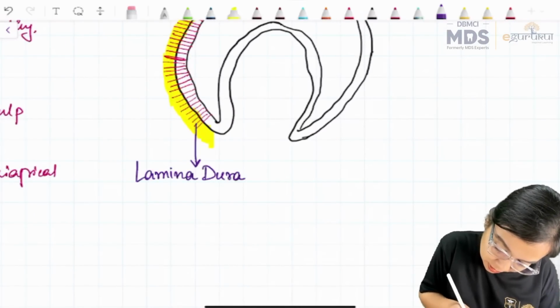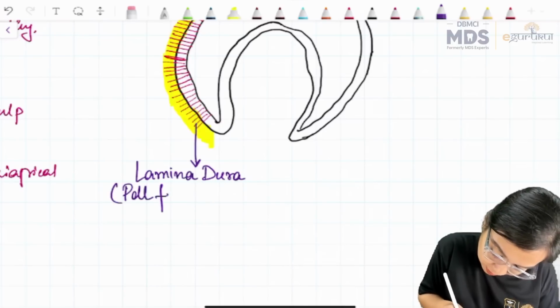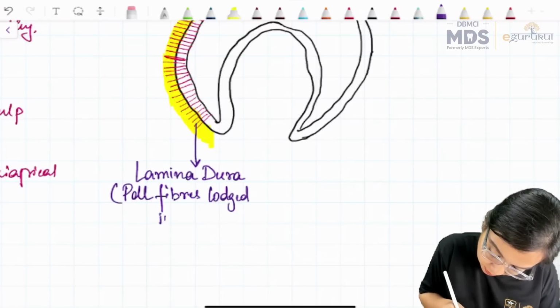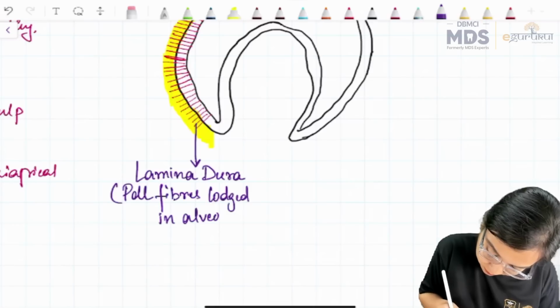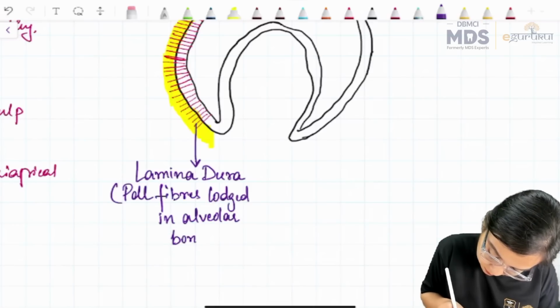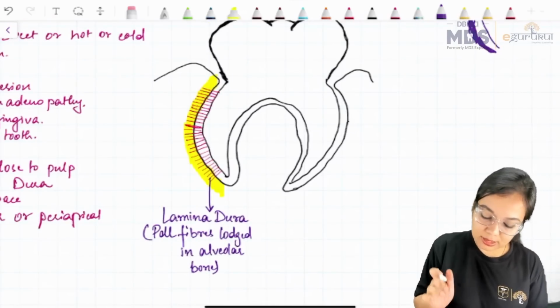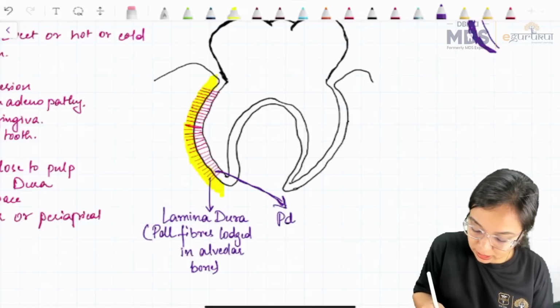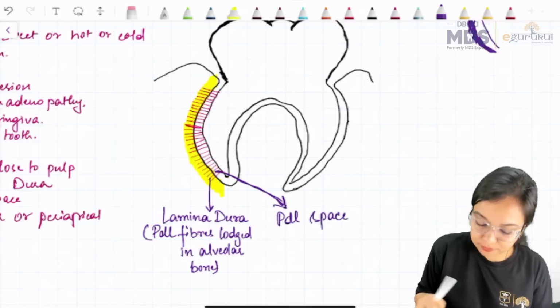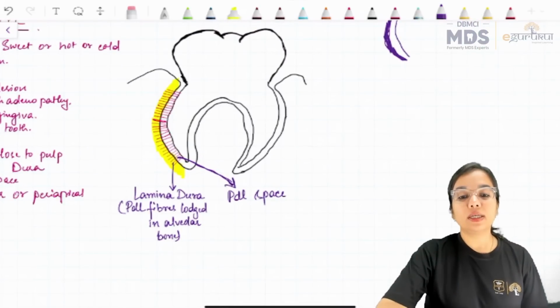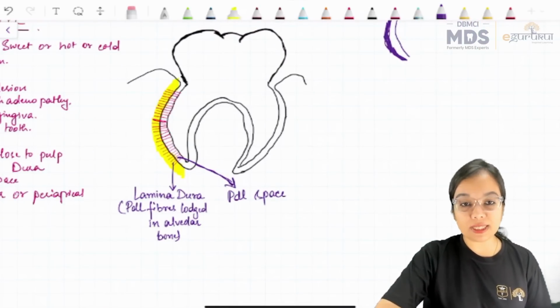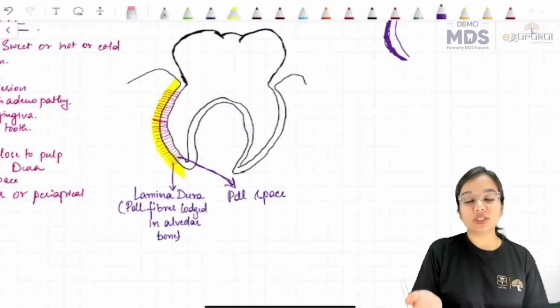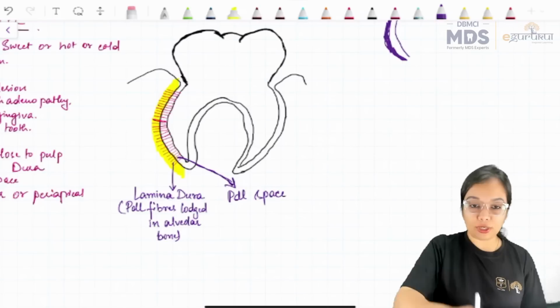So lamina dura is nothing but PDL fibers lodged in alveolar bone. And this particular space where you can see the PDL fibers is called the PDL space. Okay, so is it clear what is the lamina dura and what is the PDL space? This is the PDL space, and just next to the PDL space is the lamina dura.